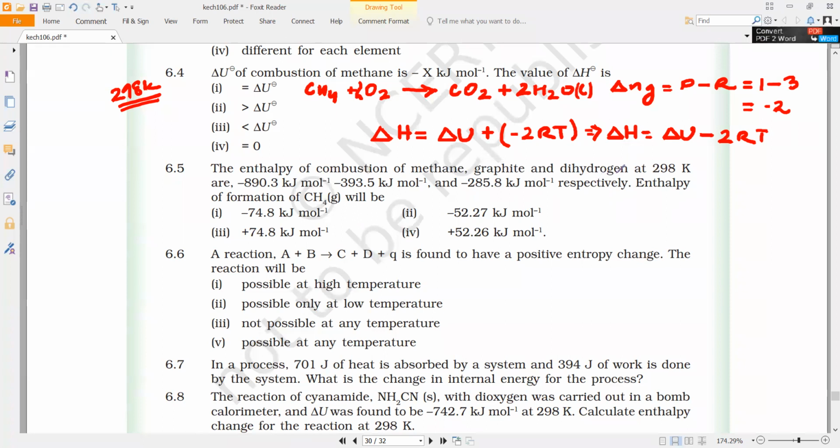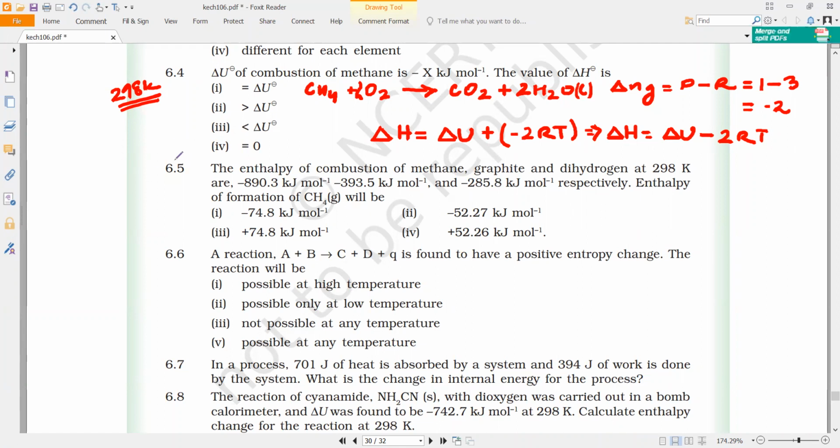Delta H will be? Less than. Yeah, correct. Because it is something less than delta U, because we are subtracting something from delta U. Okay. So again, easy questions. There are no tough questions in the chapter right now.